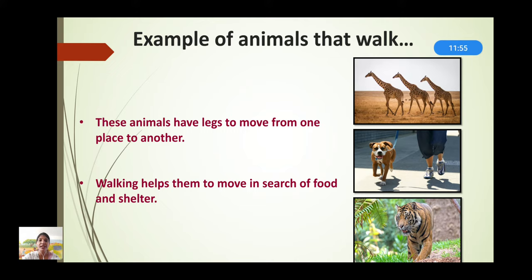In the same way, these animals who have legs, they move from one place to another with the help of legs, right? Now, walking helps them to move in search of food and shelter.